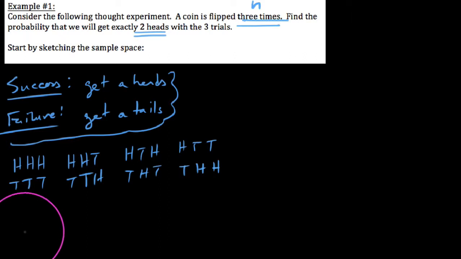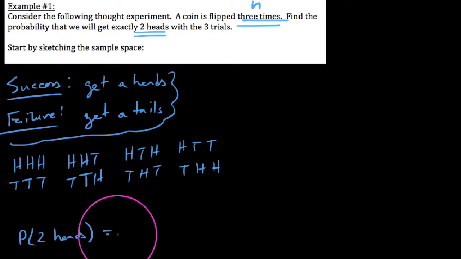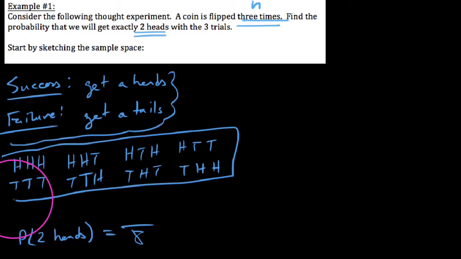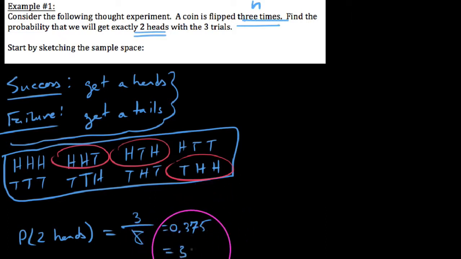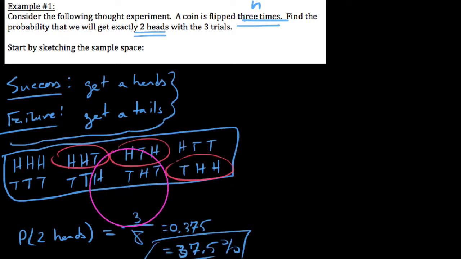The question was: how likely is it that we get 2 heads? So we write down the probability we want to find, and out of the 8 possible ways to do this, which we've listed here, how many of them give us 2 heads? This one gives us 2 heads, this one gives us 2 heads, and this one gives us 2 heads. So we have a 3 in 8 chance, or a 0.375 probability of this occurring, or a 37.5% chance. Okay, so that's writing it out and doing it the long way.